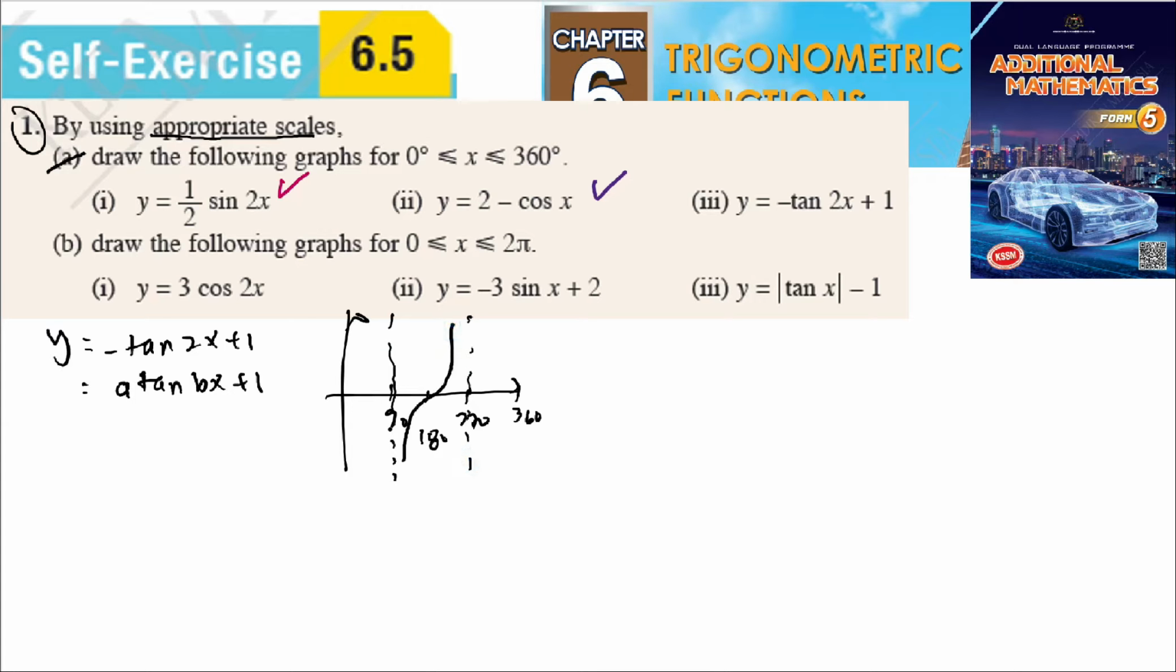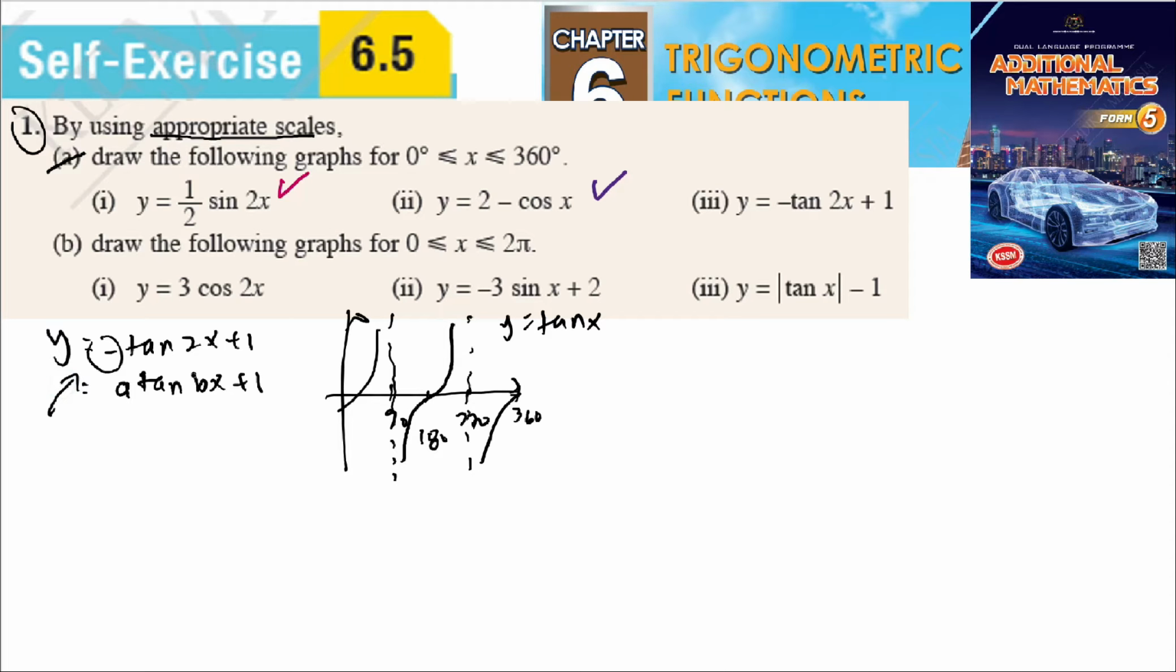So this one is up, down, this one is up again, and this one is down. So this is what your y is equal to tangent x looks like. We see here that for tangent we don't have amplitude, but this one is negative, so you have to change positive and negative of y later on.